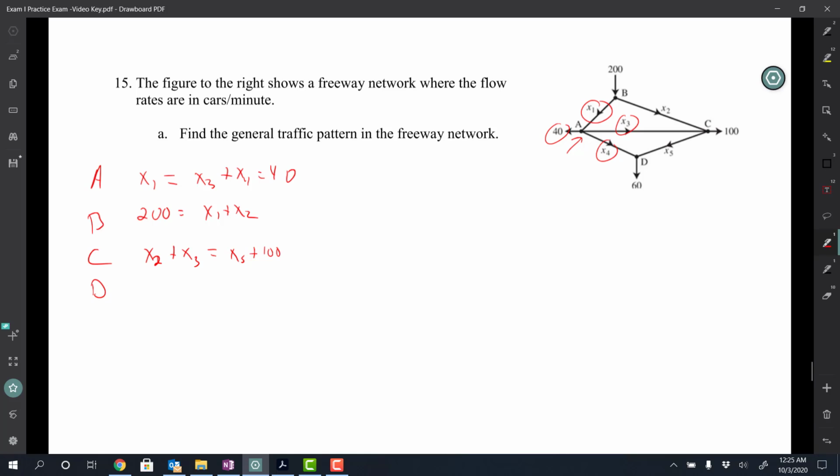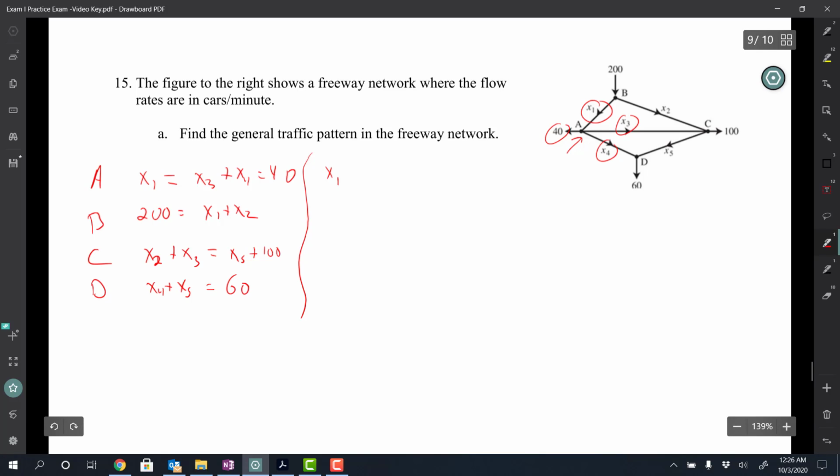And for node D, it looks like I have x4 plus x5 flowing in and only 60 flowing out. So these are the four equations that represent my system. Now to actually solve these, I want to put them into more of a familiar form. So I will put my variables on the left and my constants on the right.